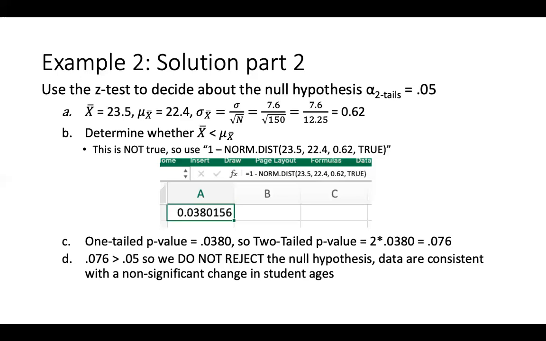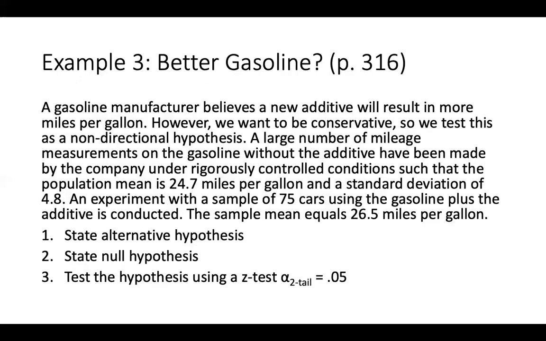Okay. So let's do one more. In this example, we'll use something that, by the way, what you're learning now is applicable to industrial design and experiments. So let's imagine that you work for a gasoline manufacturer and they believe that their new additive is going to result in an increase in miles per gallon. Now that's a directional hypothesis, but we're going to be more conservative. We're going to test it as a non-directional hypothesis.